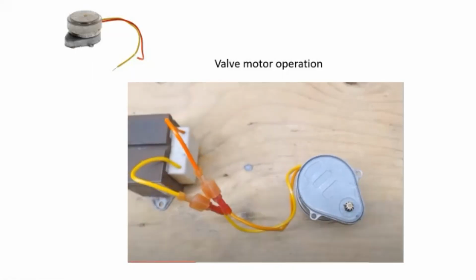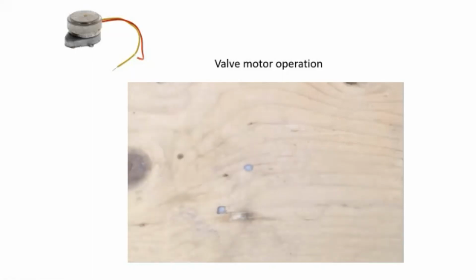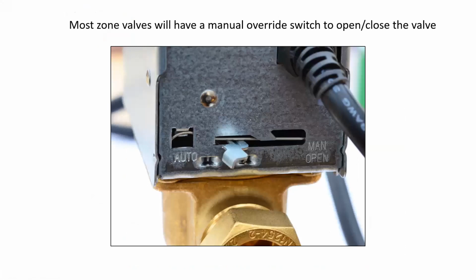Now we'll go ahead and power it. So you can see the sprocket right there moves very, very slowly. So the actuator itself, through the very slow rotation of that gear, will turn the valve and close it slowly. Most zone valves will have a manual override switch to open or close the valve, depending on what is required.